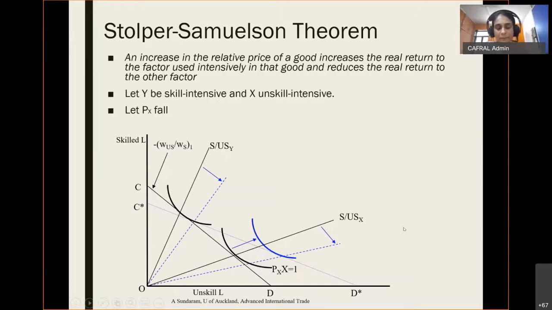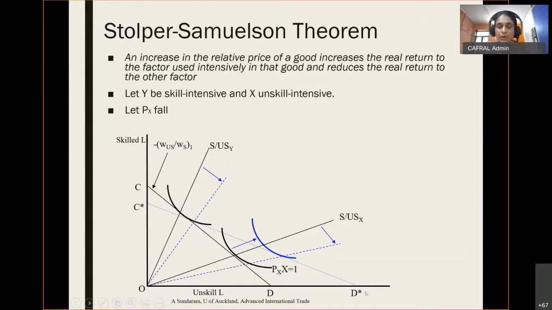So that's fine. But now let's talk about what happens, who gains and who loses. If you remember, I said the intercept here is going to be 1 over W of unskilled labor. There, the intercept is going to be 1 over W skilled labor, right? So if the line has rotated so that it is hitting the x-axis at D star, what does that mean? That means essentially your W of unskilled labor has gone down, because this is now the new 1 over W_US.